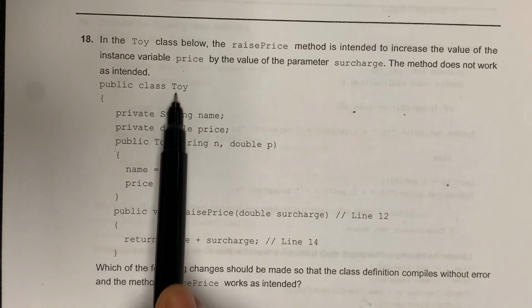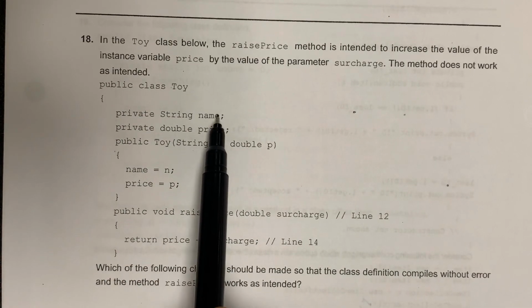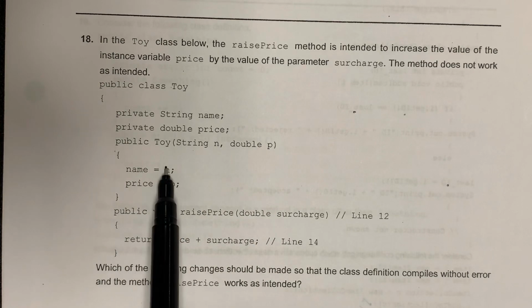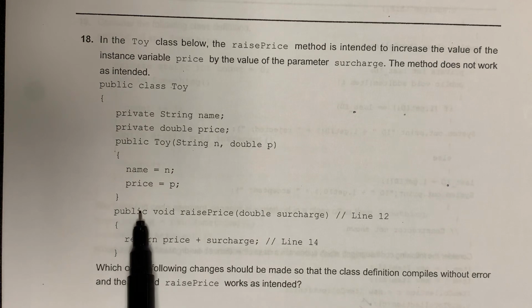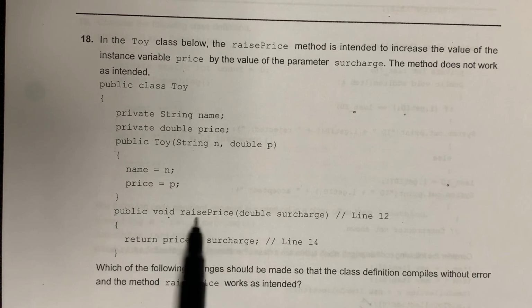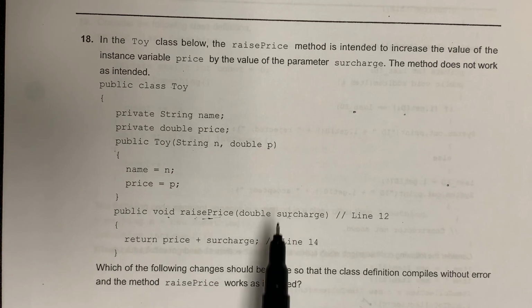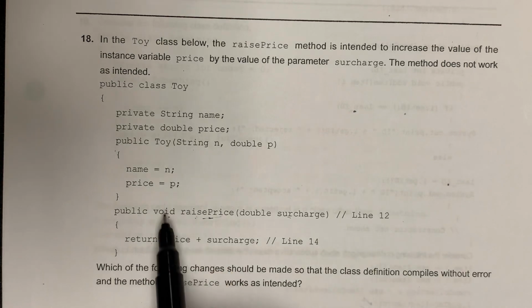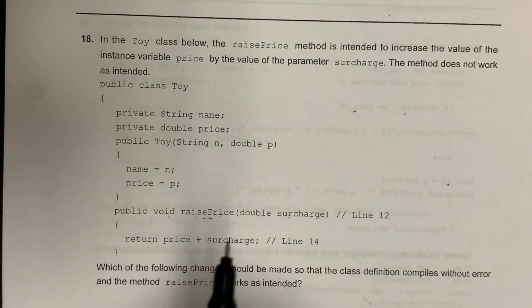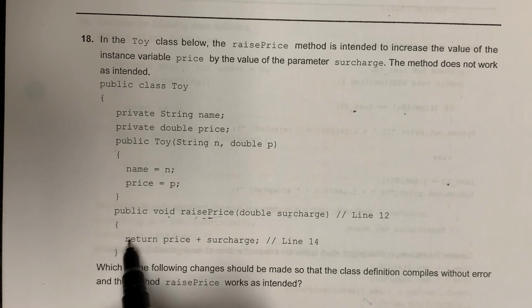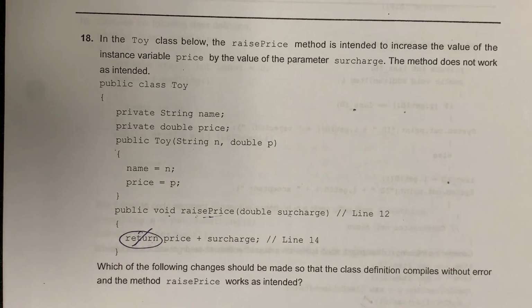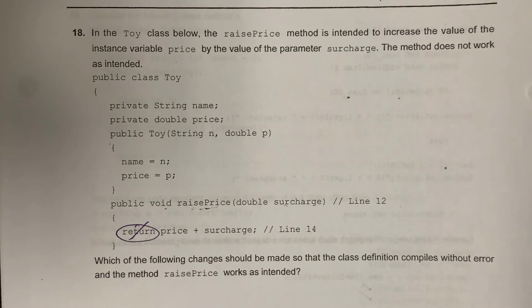We have a public class Toy, 2 instance variables, name and price, a constructor that has 2 parameters, one for a name and one for a price. Name equals n, price equals p. Then we have this public void raisePrice and the double surcharge. Now remember, void methods don't return anything. So that's the first issue, is that this return statement just does not need to be here because void methods do not return anything.